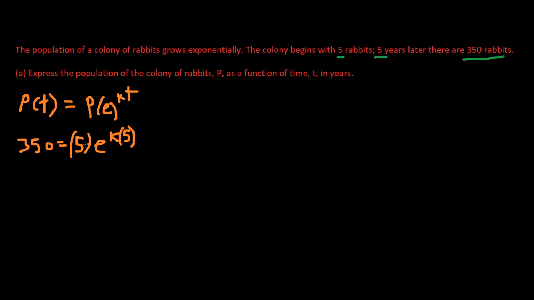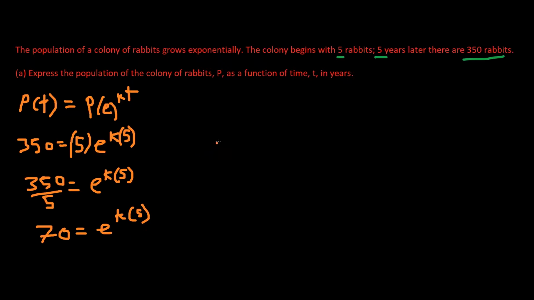All right, it looks a little messy, but pretty straightforward here. Now it's just algebra. So we're going to start by getting rid of the principal amount, which is 5. So we're going to divide both sides by 5 to get rid of it. So that leaves us with e to the power of K times 5. 350 over 5, I think that's 70. I should probably check. I think it's 70. So we got 70 is equal to e to the power of 5K.